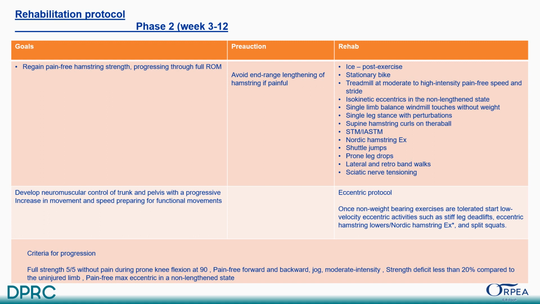What is the criteria for progression to the next phase? Full strength, which is 5 out of 5 without pain in prone knee flexion at 90 degrees, pain-free forward and backward walking and jogging at moderate intensity, strength deficit of less than 20% of the uninjured limb, and pain-free maximum eccentric in a non-lengthened state.